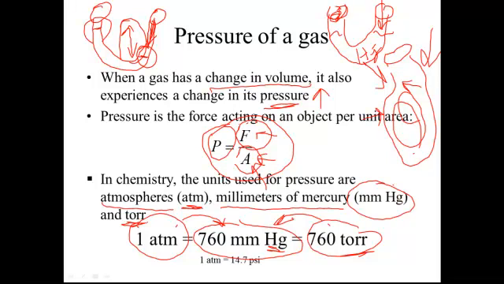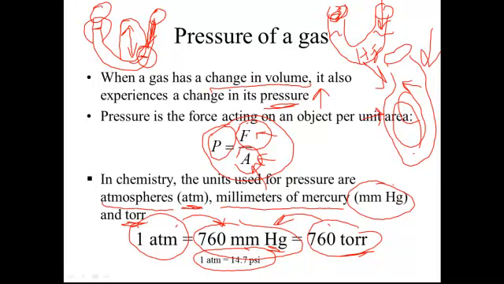Now, just as a reference, here in the United States, a lot of times when you blow up tires on your bike or in your car, we use pounds per square inch, or what you call PSI. And 1 atmosphere is equal to about 15 PSI. So think about your car tires. You blow those up to about 35 PSI.